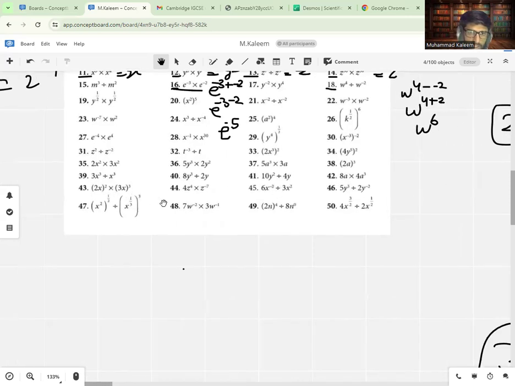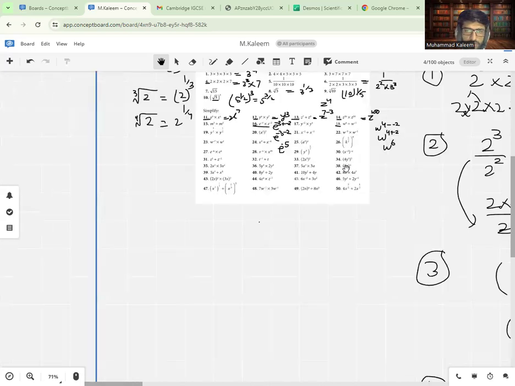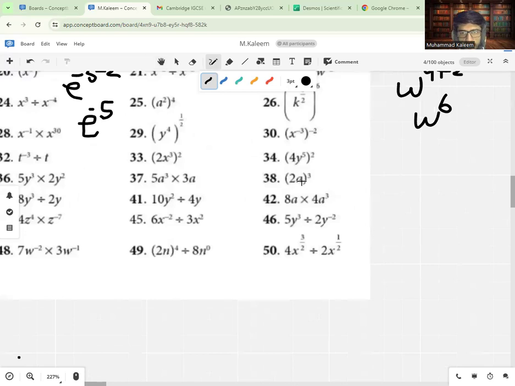Okay, and next we have, okay, we didn't discuss this rule. This one is a separate rule. Here you can see we have 2a raised power 3, and remember that here we have a bracket. Bracket means we have to apply this 3 on all the terms that we have inside the bracket. So it will be applied on 2 as well as on A.